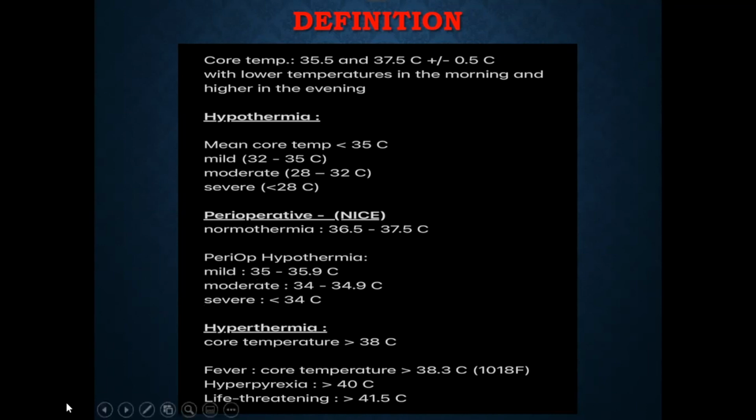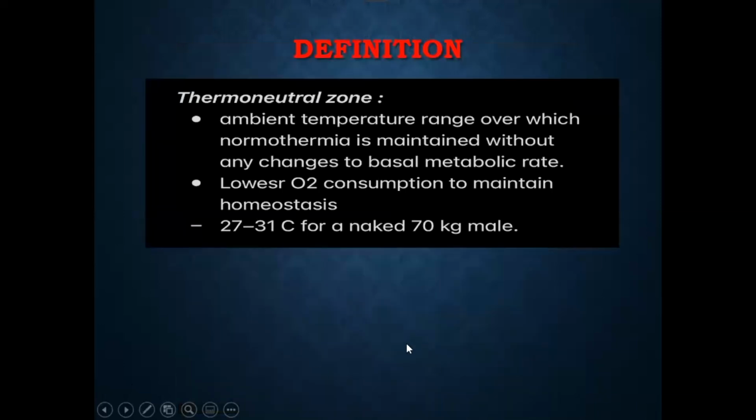So next is hyperthermia. Hyperthermia is in general, not perioperatively. Perioperatively, we are not concerned about hyper. Perioperatively, we are concerned about hypothermia. So hyperthermia, as I mentioned, you say in a normal situation, 38, but in ICU setting, 38.3, then only we take it as fever. Hyperpyrexia is more than 40, life-threatening is 41.5. So this is for MCQ purposes. So a few definitions you have to know.